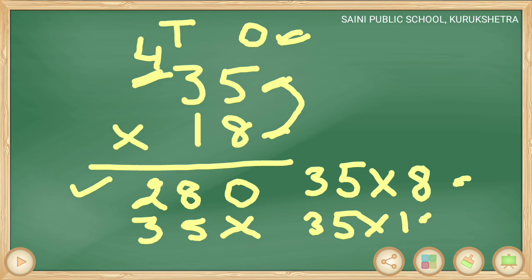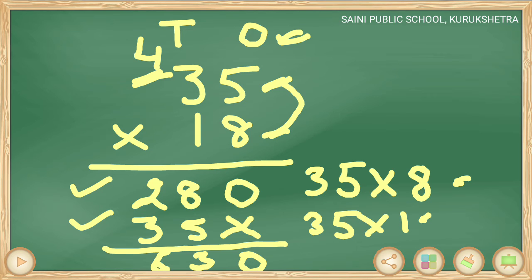Now we will add these two numbers. So our answer is 0 plus 0, 0. 8 plus 5 is 13. So here 3, and 1 carry. 3 plus 2 is 5. 5 plus 1 carry is 6. So our answer is 630. So the value of 18 kilograms of potatoes is rupees 630.